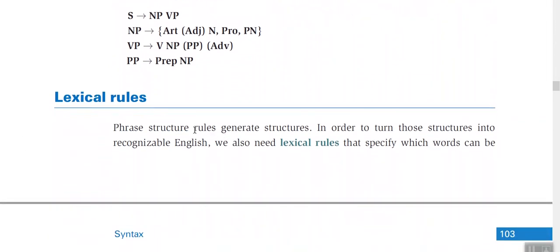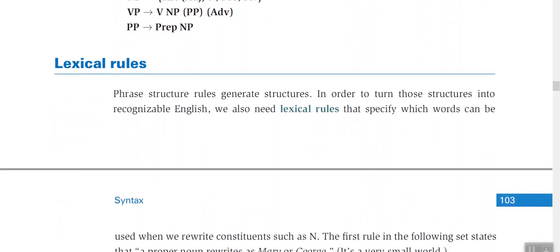Lexical rules. So now we know that the sentence has a noun phrase, verb phrase, or prepositional phrase. Sentence, noun phrase, verb phrase. We are going to talk about this and explain it in a tree diagram. Then we have lexical rules and phrase structure rules. We talked about phrase structure rules. What do they generate? They generate structures.